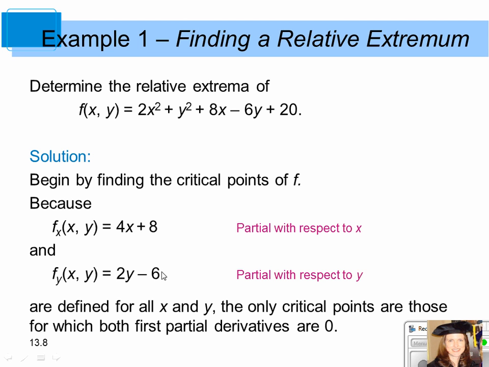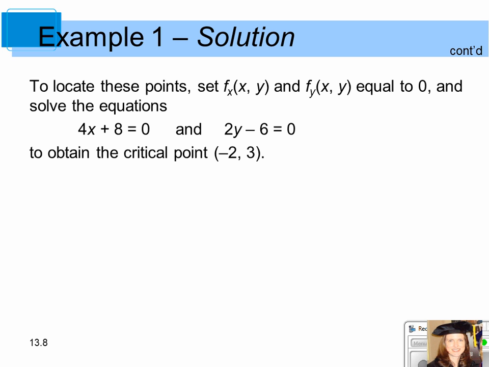And set the other one equal to 0. 2y - 6 = 0. Add 6 and divide by 2 to get 3. So when x is -2 and y is 3, that's our critical point. If you set them both equal to 0, you get the critical point (-2, 3). Now this is going to be a possible relative extrema, could be a relative minimum or relative maximum.